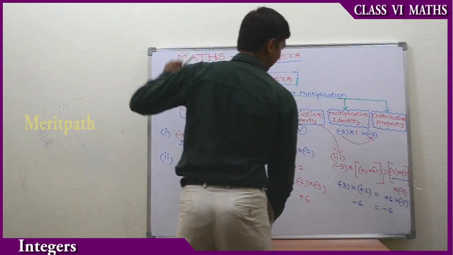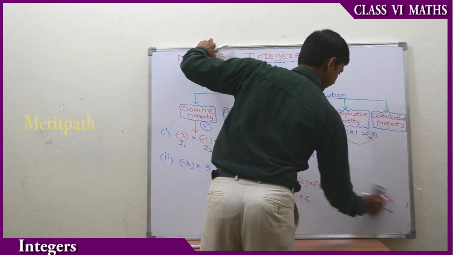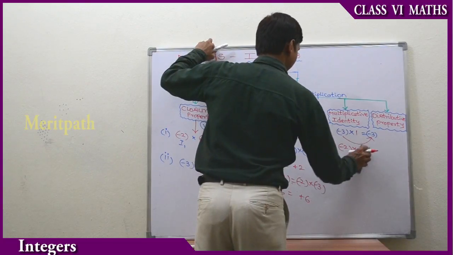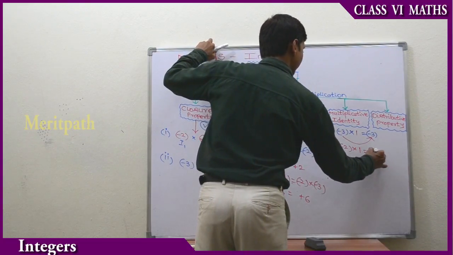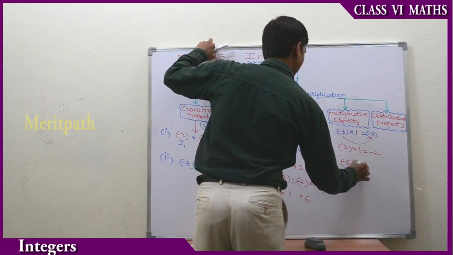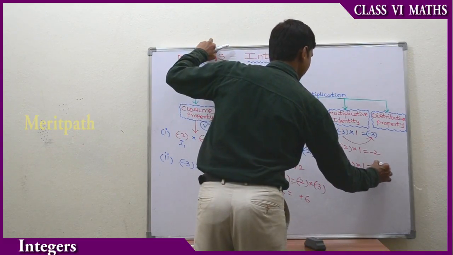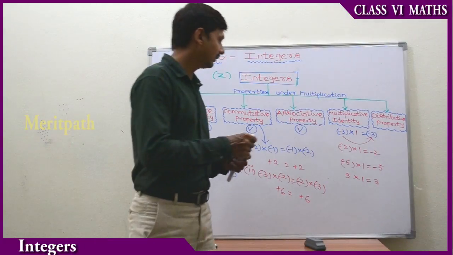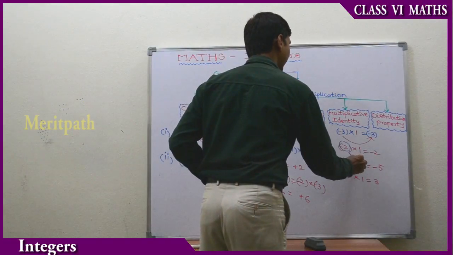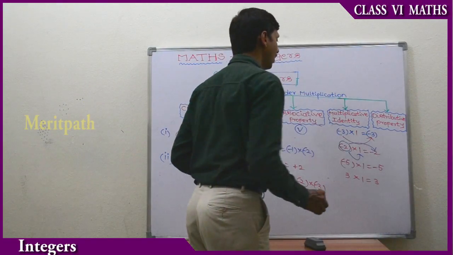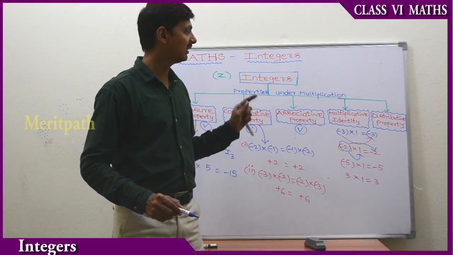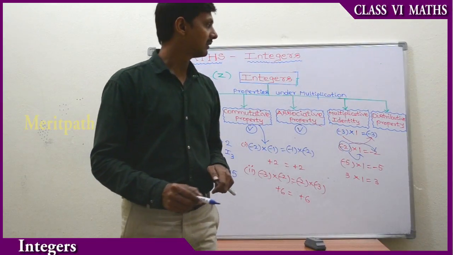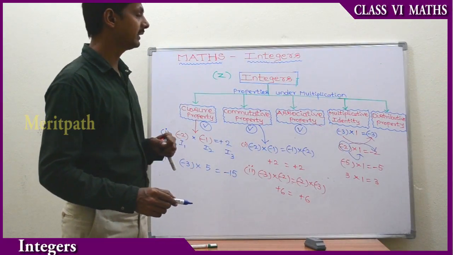So let's see some other examples. Minus 2 into 1 is minus 2. Minus 5 into 1 is minus 5. 3 into 1 is also 3. So what we understood is that any integer multiplied with 1 gives the same result as what we have taken. So this is called the multiplicative identity. So let's go to the next concept, that is the distributive property.